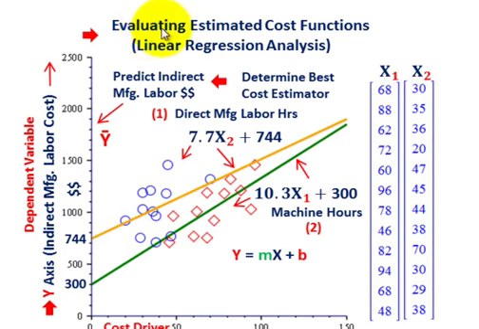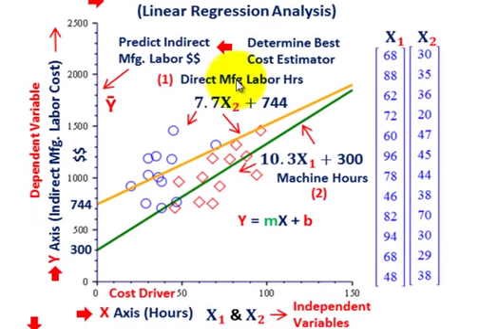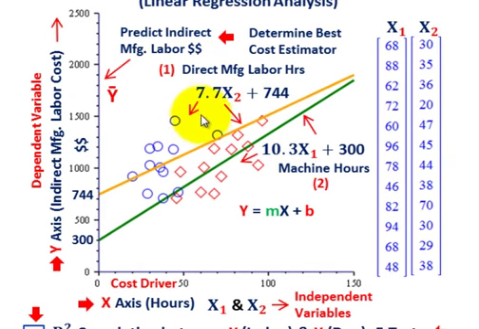What we're going to be going over here is an example where we're going to be evaluating some estimated cost functions using linear regression analysis. We'll start out looking at an XY coordinate plot, or graph. And we really have two different alternatives for our cost estimators. What we're attempting to do is predict our indirect manufacturing labor dollars, and I'm showing that as our dependent variable on our y-axis.